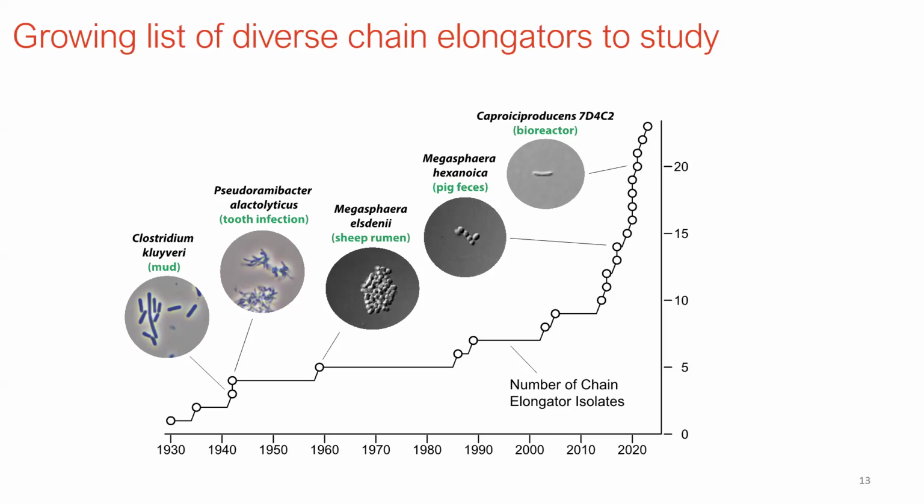And they also come from quite different environments, right? This one is from the sheep rumen, this is from a bioreactor. My favorite microbe, as you'll see why soon, is coming from a tooth infection. So lots of fun exotic sites.